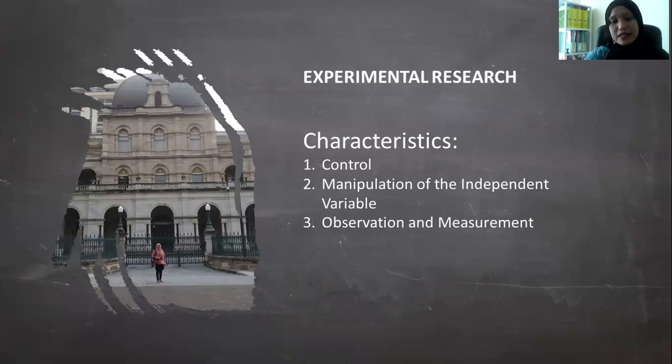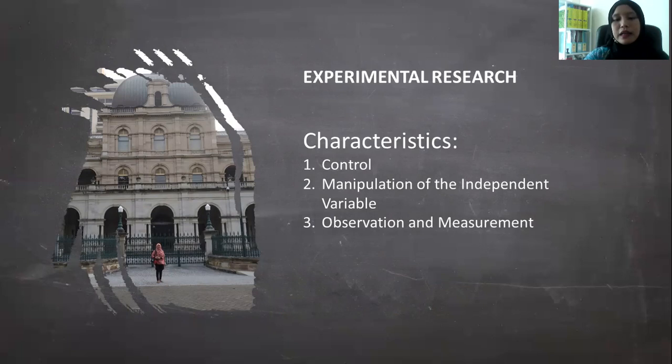And the characteristics of experimental research: there are three main things here. The first one is it has the control, so it has a control group or a control class or control participants. The second one is, as I mentioned, the researcher manipulates the independent variable. And the last one is it is done through observation and numeric measurement. The control variable is the essence of the experimental method.